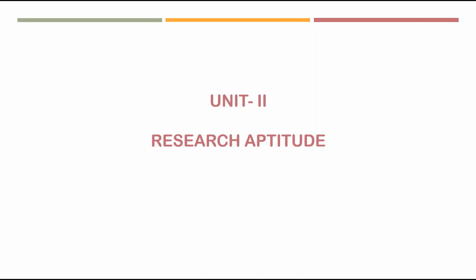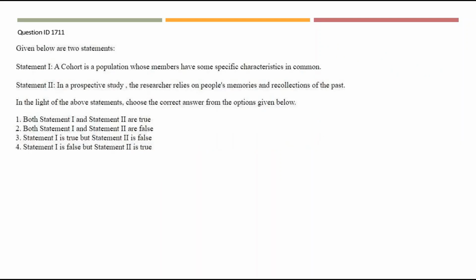Let's move on to Unit 2, Research Aptitude. Given below are two statements. Statement 1, a cohort is a population whose members have some specific characteristic in common. Yes, it is right. A cohort is a group of persons who share a common characteristic. So statement 1 is true.